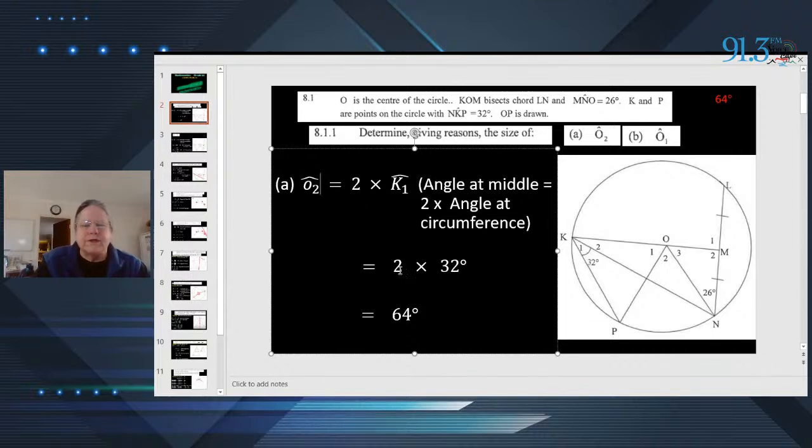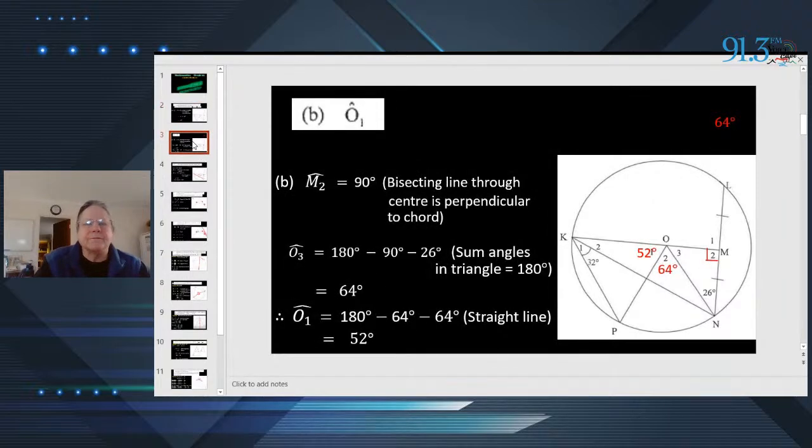We've got the 2, and we take the 2 there, and we look, K1 is 32. So it's 2 times 32. So O2 would be 64. And we put the 64 over there. So that's the A part of it. Let's look at the B part.